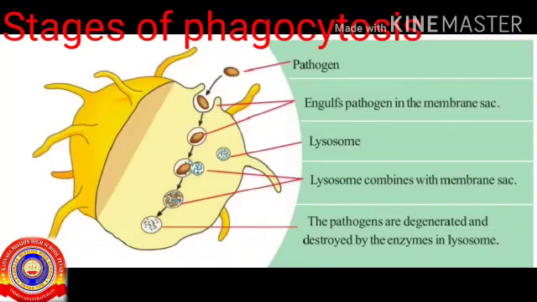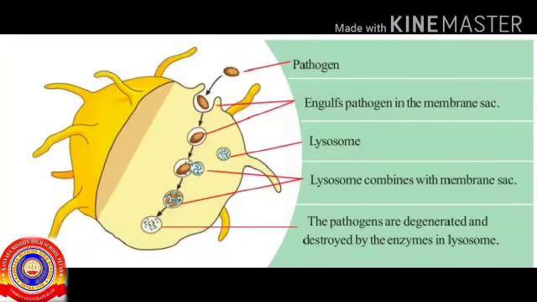Different stages of phagocytosis. When the pathogen reaches the cell membrane, it is engulfed in a membrane sac. In the cell there is a lysosome. The lysosome combines with the membrane sac. The pathogens are degenerated and destroyed by the enzymes in the lysosome, and the remnants are expelled through the cell membrane.